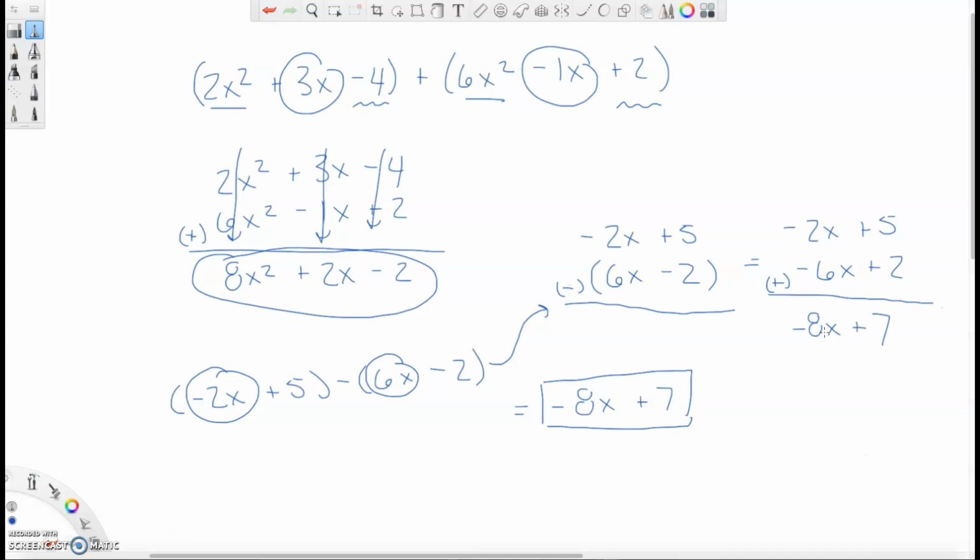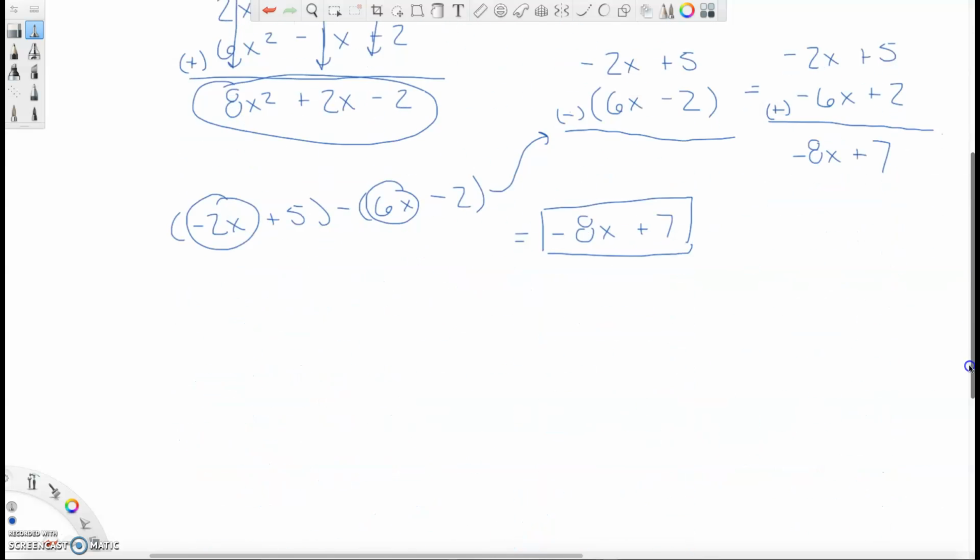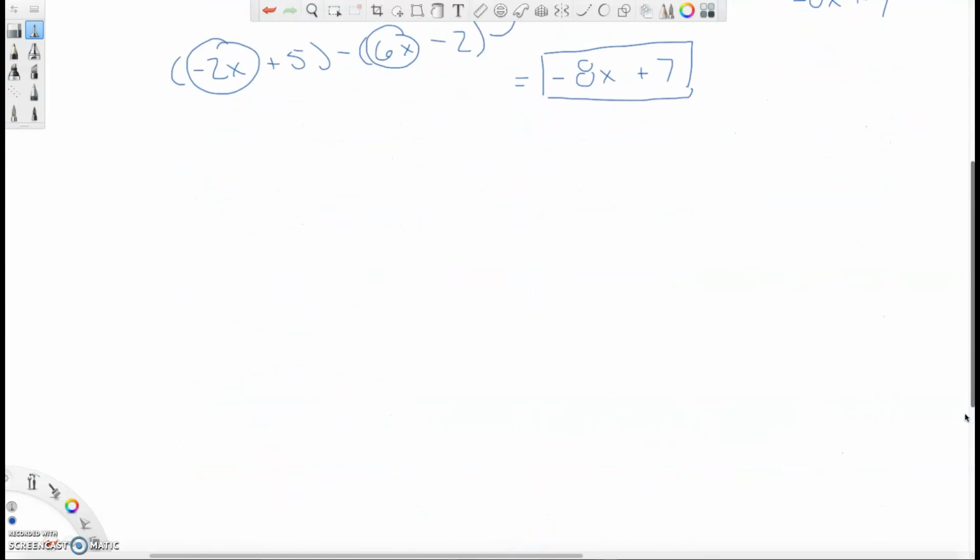Okay? Guys, that's basically all there is to it, to this adding and subtracting polynomials. You pick your like terms. So let's go ahead and write out the steps we did here. All right. The first step we did, 1, is we picked like terms, or let's identify. ID all like terms.